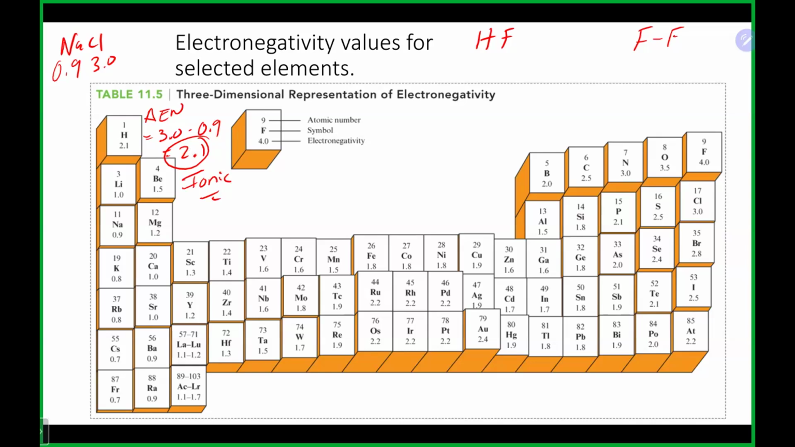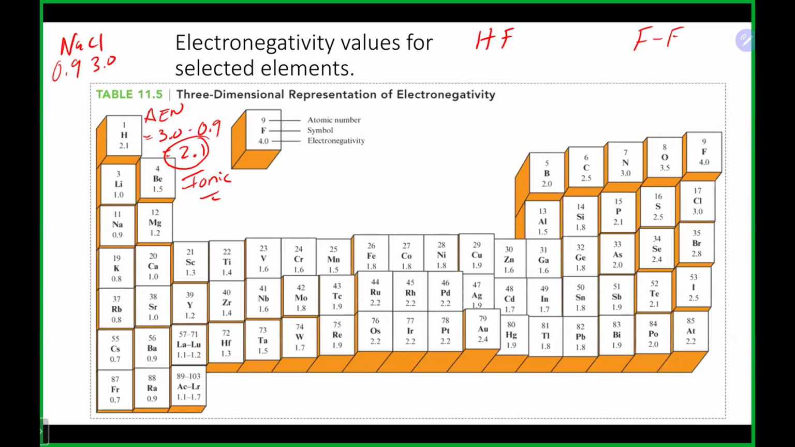The reason I said sometimes the 2 is an arbitrary number: if you took something like lithium bromide, bromine looks like 2.8 and lithium is 1. That's a 1.8 difference, obviously less than 2, but it's still an ionic compound. So the 2 is a general number for ionic bonding, and again, just use metal, non-metal.